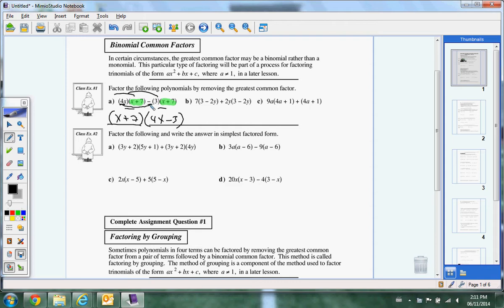Okay, so this one, what do they have in common? 3 minus 2y. So we're going to pull the 3 minus 2y out. What's left? 7 plus 2y.